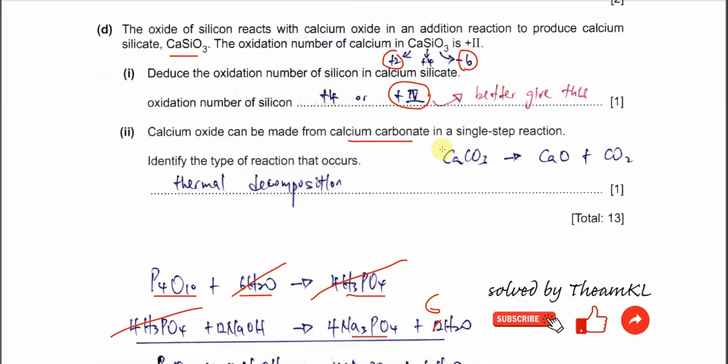So calcium carbonate can form calcium oxide when we heat it. So when this calcium carbonate decomposes, it will form oxide and CO2. The type of reaction is very easy. So it's thermal decomposition. Okay, that's all. Thank you.